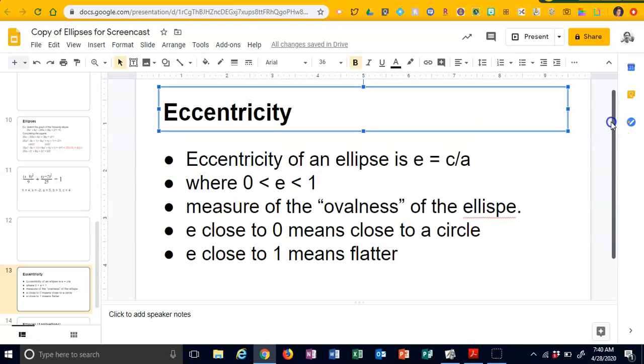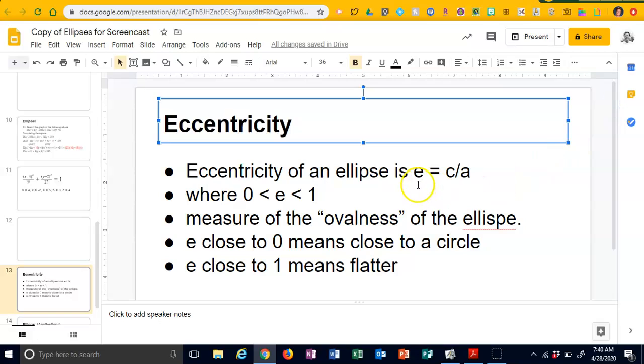So we're adding another letter to our collection of letters that are important for an ellipse. H and K find the center. A, B, and C are important. A is the length from the center to each regular vertex, B is the distance from the center to each covertex on the minor axis, and C is the distance from the center to each foci.